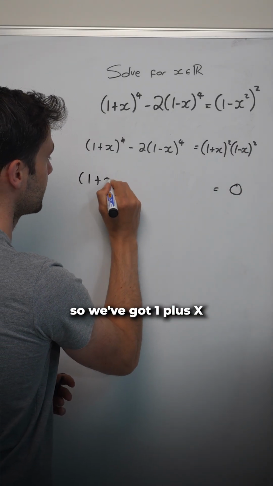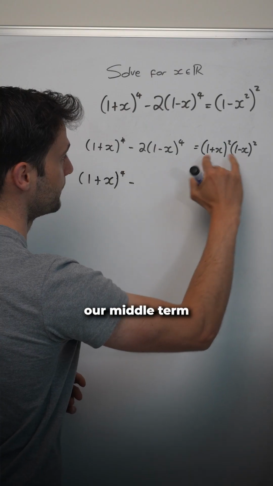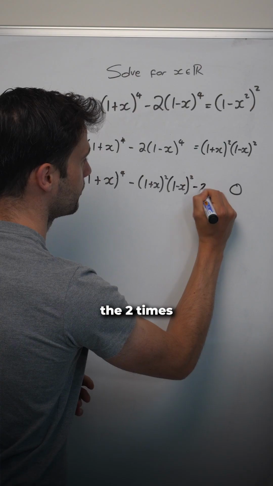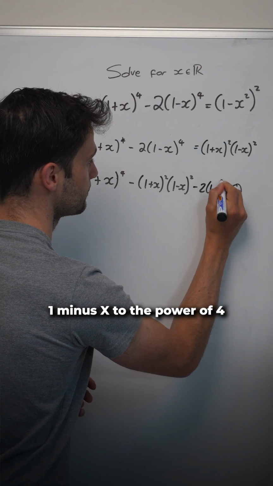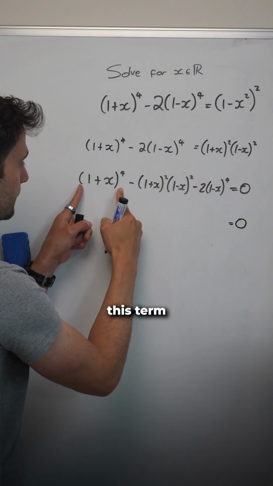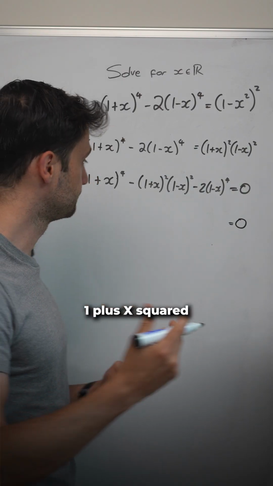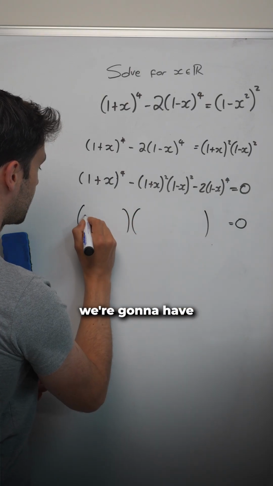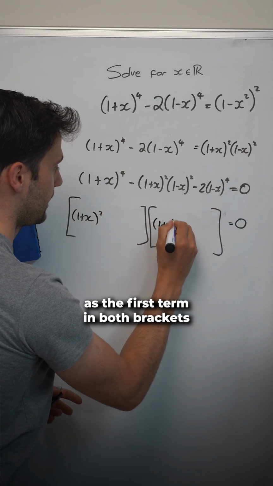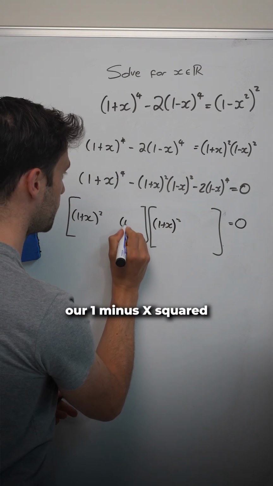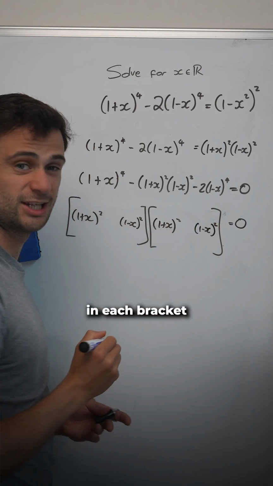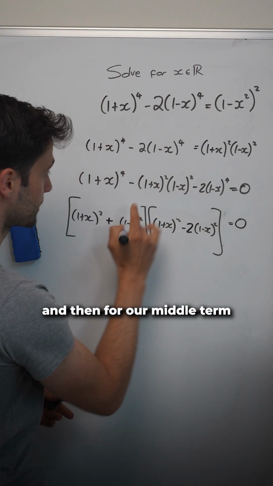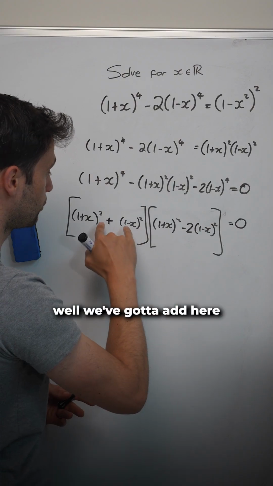So we've got 1 plus x to the 4 minus our middle term, 1 plus x squared times 1 minus x squared, minus the 2 times 1 minus x to the power of 4. Because this term is like the 1 plus x squared, and that's where this middle term is going to come from as well. So we know in our brackets, we're going to have our 1 plus x squared as the first term in both brackets. We're going to have our 1 minus x squared as the second term in each bracket, but we need two of these. So we're going to subtract 2. And then for our middle term to add to minus 1, well, we've got to add here.